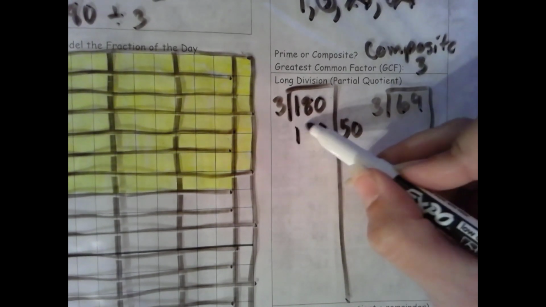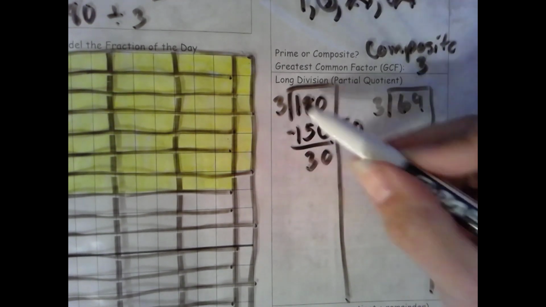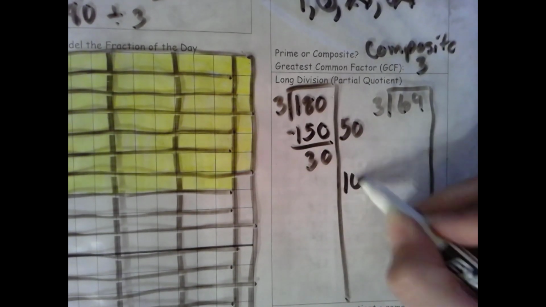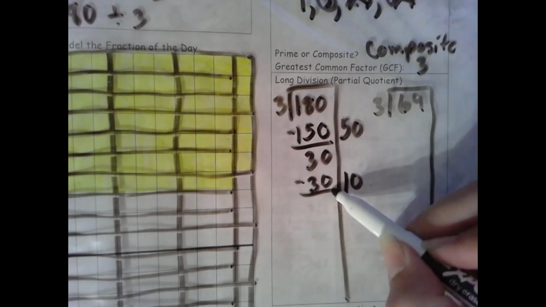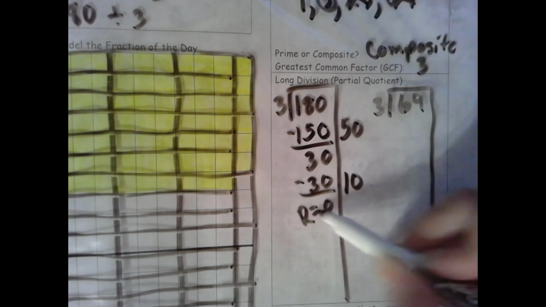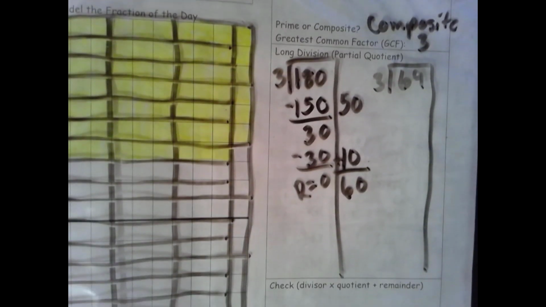5 times 3 is 15. Numbers the same, 0's a game. More on top, no need to stop. Numbers the same, 0's a game. 10 times 3 is 30. Numbers the same, 0's a game. Add these partial quotients, I get 60.